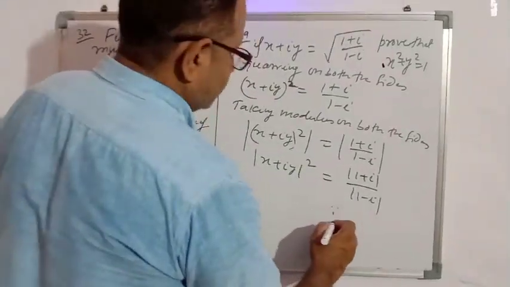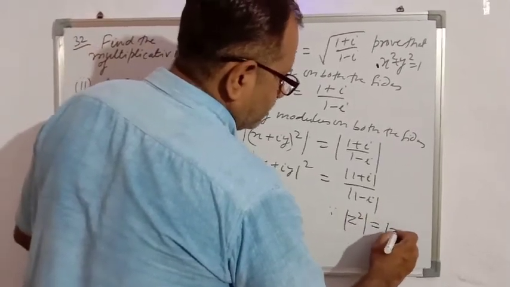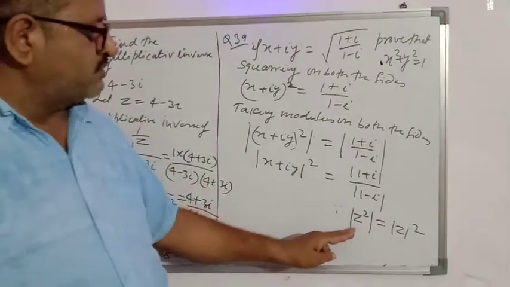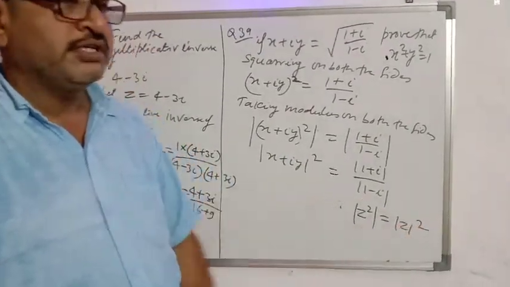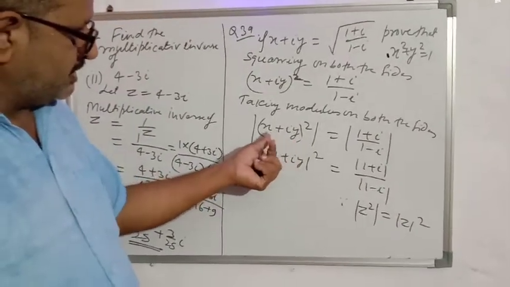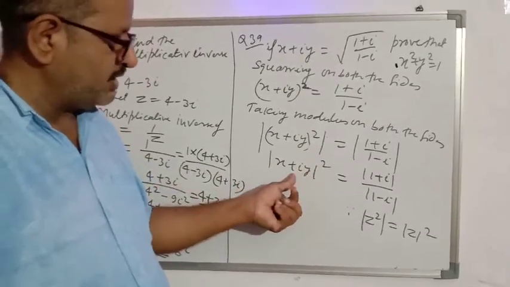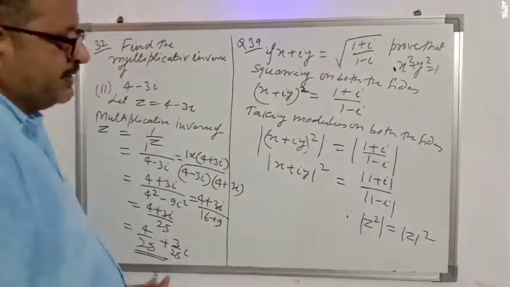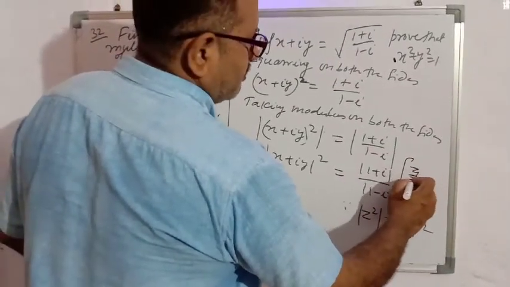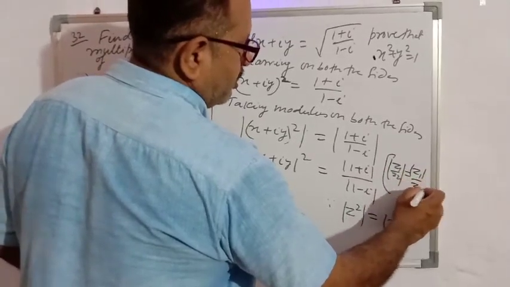Since we know that mod of z square is equal to square of mod z. See here, x plus iy is z. So mod of z square will be equal to the square of mod z, using this property. And for this one, mod of z1 by z2, we know that it is mod of z1 upon mod of z2.